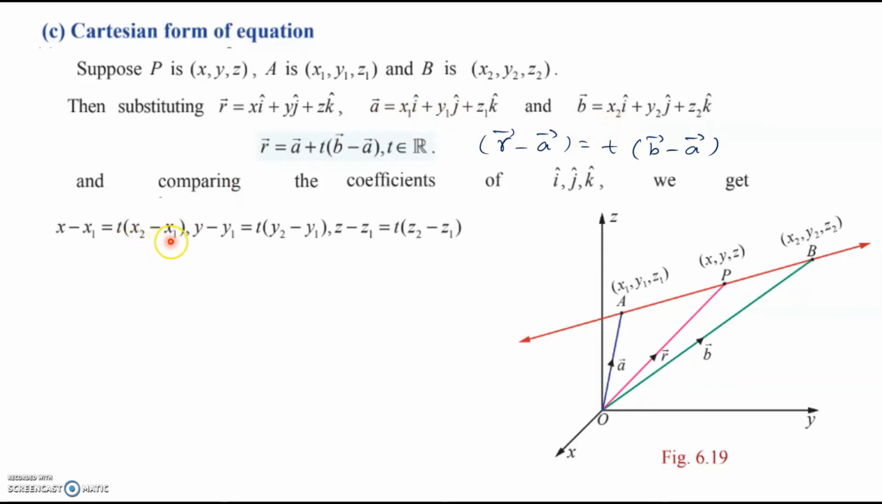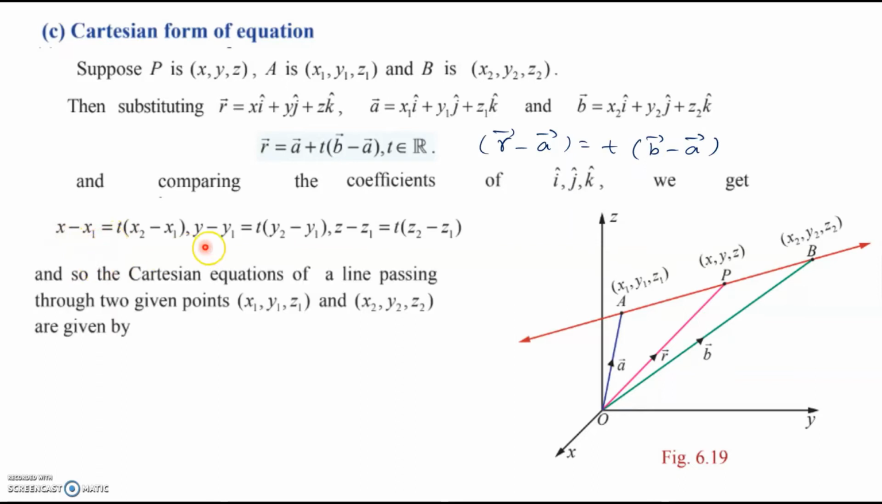So you see that here. We are equating the coefficients of i cap on the left-hand side with the coefficients of i cap on the right-hand side. You get x minus x1 is equal to t into x2 minus x1. Similarly, you will get all of them. Now, if you bring this x2 minus x1 down, then t is equal to x minus x1 divided by x2 minus x1.